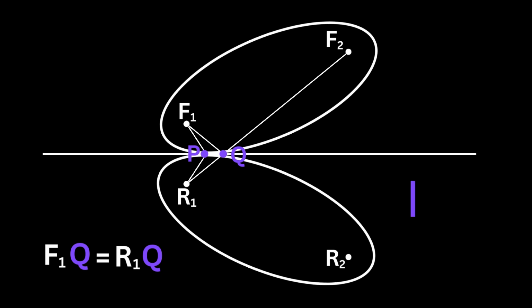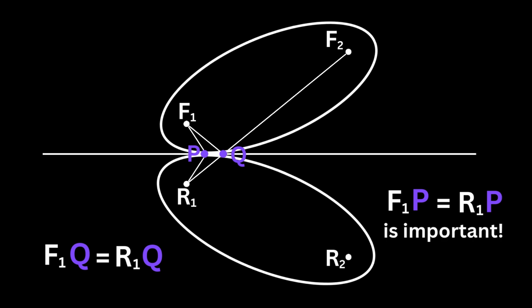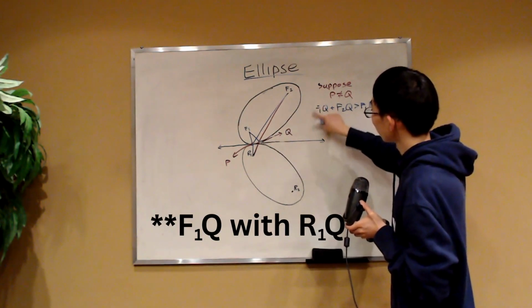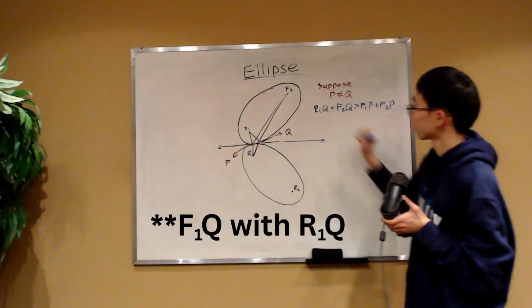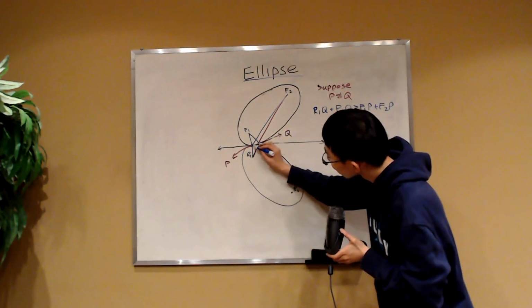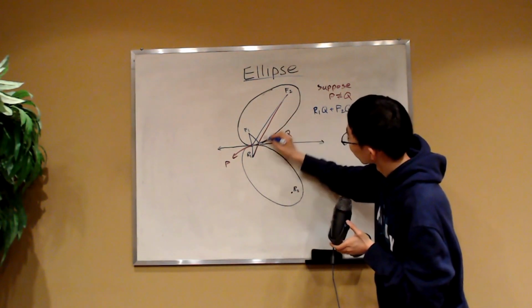Now, the fact that F1P is equal to R1P is important. However, we'll actually be using that fact later on, so sorry about that confusion. Anyways, continuing on. Therefore, we can replace F1Q with R1Q. Okay, that's great. Consider triangle R1 Q F2.